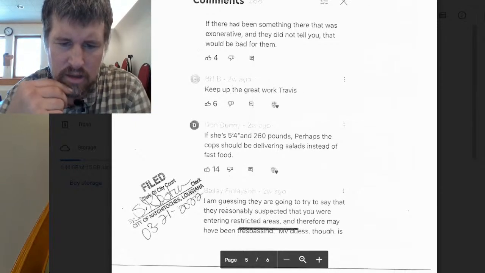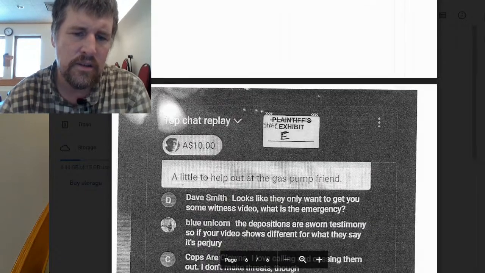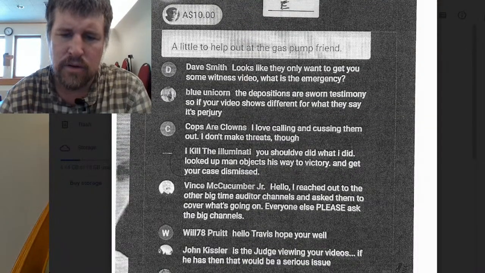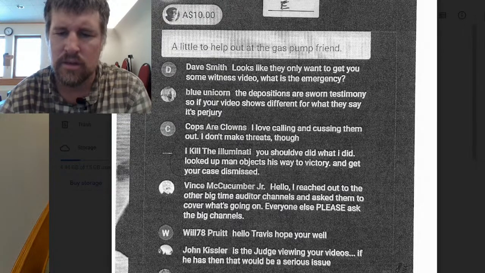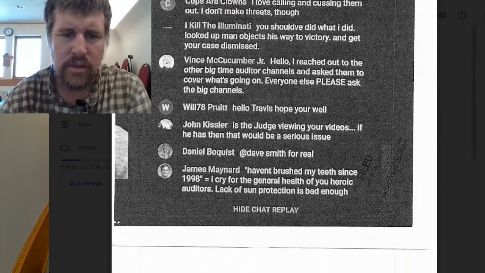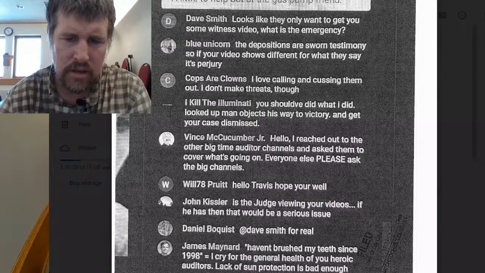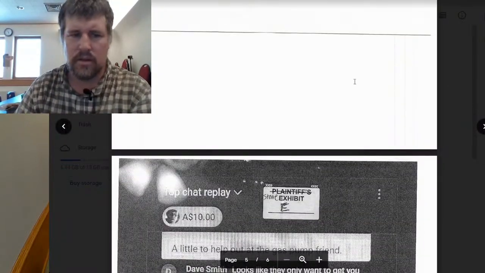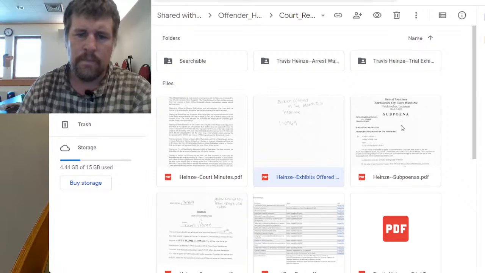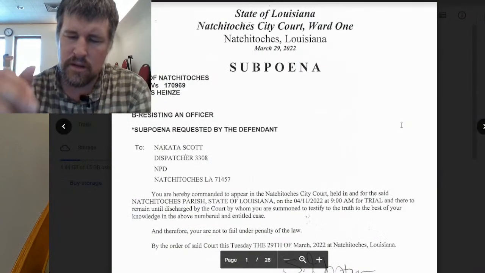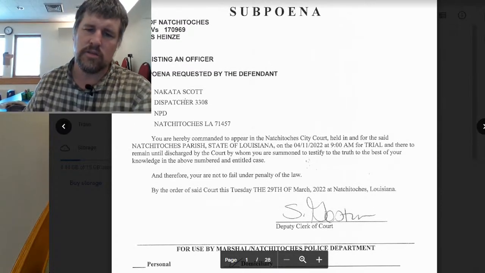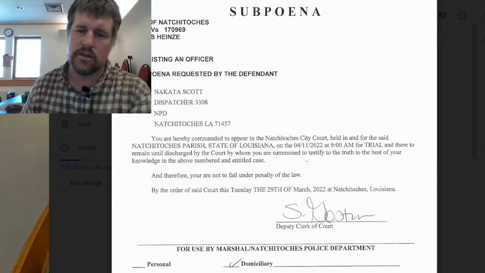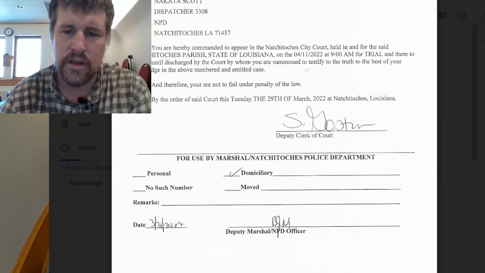There's something about underlining the restricted areas, and this is all stuff that Cloyd Benjamin wants to use to charge me in the future with witness intimidation. Vince McCucumber reached out to the other auditor channels and asked them to cover what's going on. So that's the prosecutor picking and choosing whatever he feels like. He's working towards a bigger case, because what he was bringing forth was what Judge Owsley said was beyond his jurisdiction, and he uses that as an explanation for a lot of things that were tried.